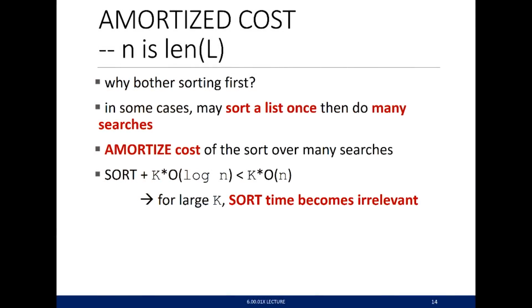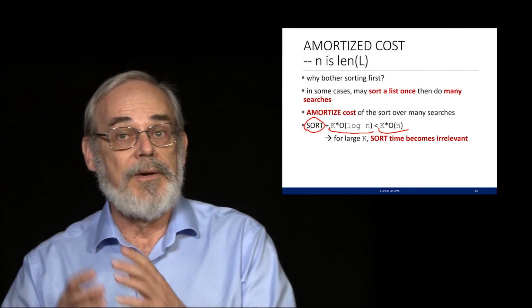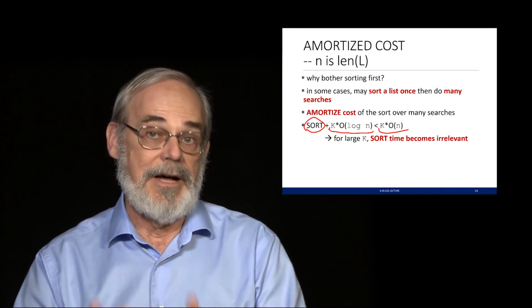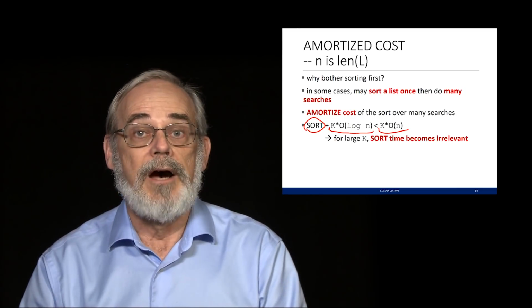If I'm going to do k searches, I then want to know when is the cost of sorting plus k searches, so k times log n, when is that less than just doing k linear searches? And for large k, that sort time becomes irrelevant because it's always going to be the case that that log cost is much better than the linear cost. So it is still important to sort and then search. And that says we now need to look at, all right, how do we do the sorting?